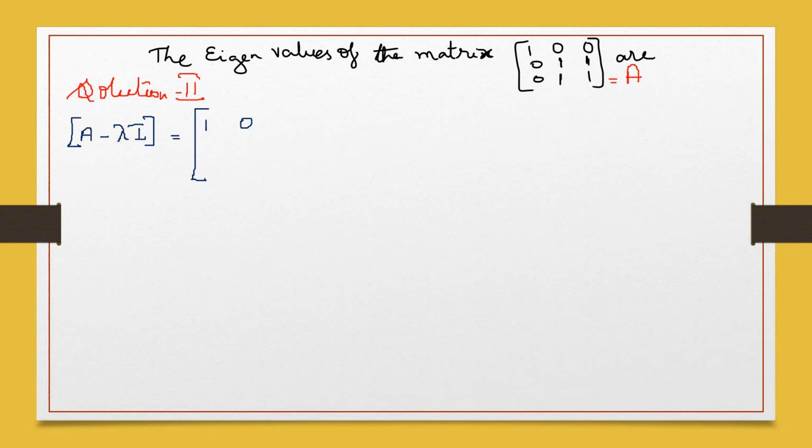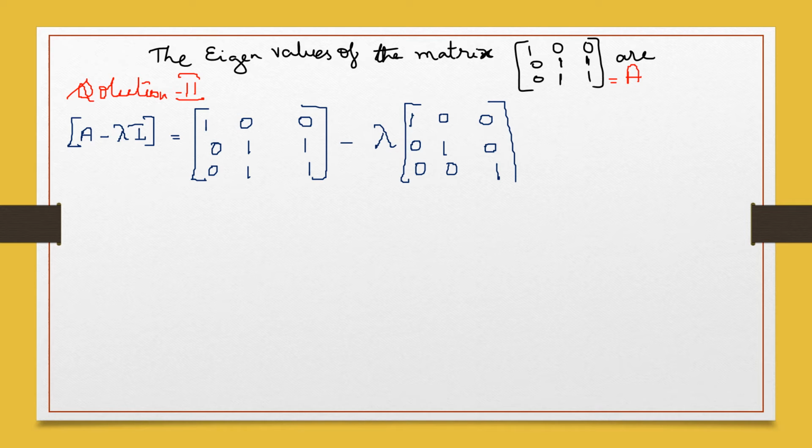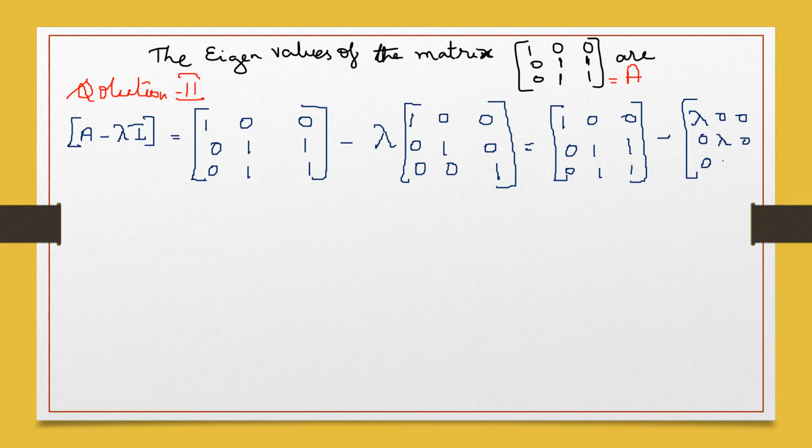1 0 0, 0 1 1, 0 1 1, minus lambda into I, where I is nothing but the identity matrix, so 1 0 0, 0 1 0 and 0 0 1. If I multiply this lambda here, it will become 1 0 0, 0 1 1, 0 1 1, minus lambda 0 0, 0 lambda 0, 0 0 lambda. Now I can subtract these two.